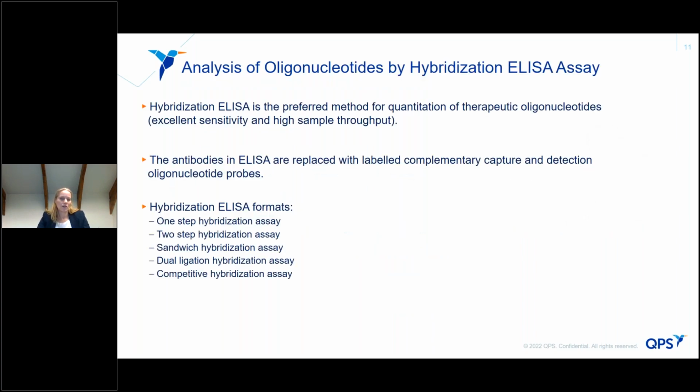The hybridization ELISA is the preferred method for the quantification of therapeutic oligonucleotides. This is mainly due to the excellent sensitivity in the picogram per mL order and the high sample throughput. With this setup, the antibodies in the ELISA are replaced with labeled complementary capture and detection oligonucleotide probes. There are various hybridization ELISA assay formats to quantify oligonucleotides. You have the 1-step and the 2-step hybridization assay. You have a sandwich hybridization assay, a dual ligation, or a competitive hybridization assay. In the next 2 slides, I want to explain a bit more about the 1- and 2-step hybridization assay and the dual ligation hybridization assay.